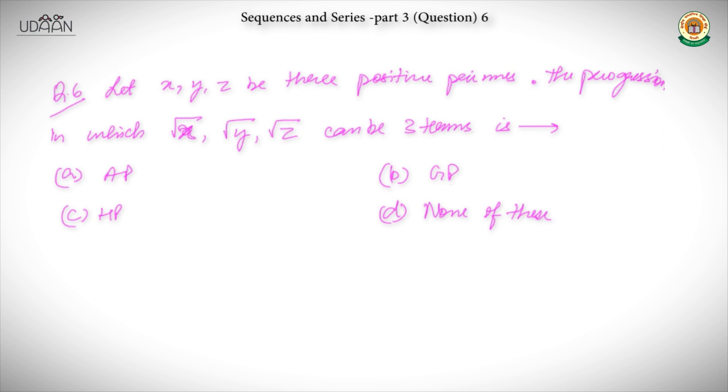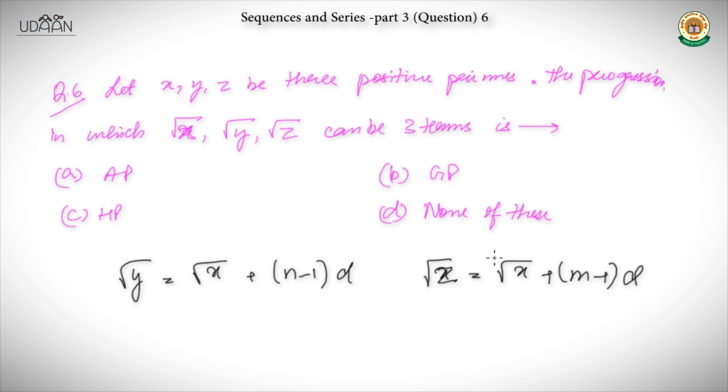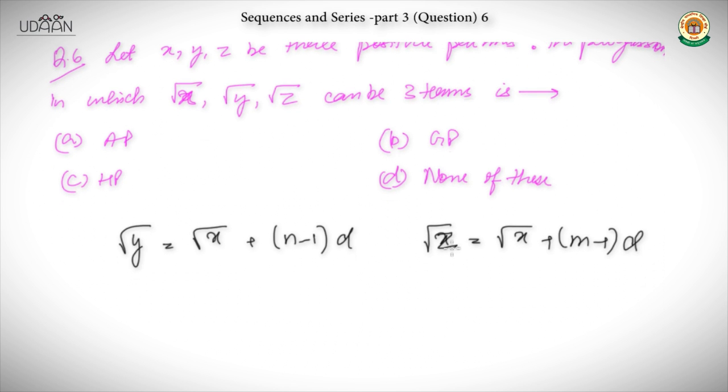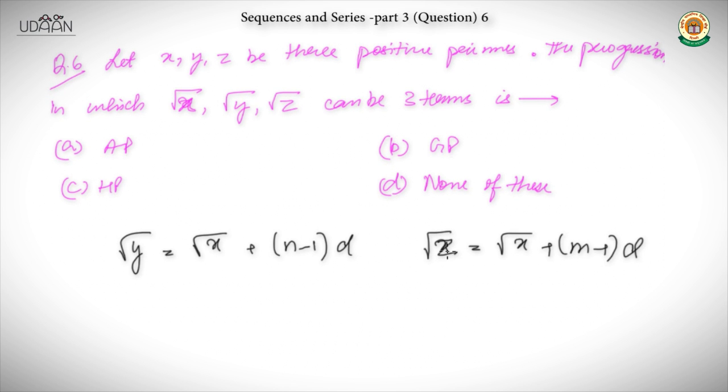Obviously their roots, root x, root y and root z, are not rational numbers, we know. So we assume that these three are in AP. Then root y should be equal to root x plus n minus 1 into d, and root z should be equal to root x plus m minus 1 into d, where z is the mth term in the AP and y is the nth term. We took n and m because they are not necessarily consecutive.